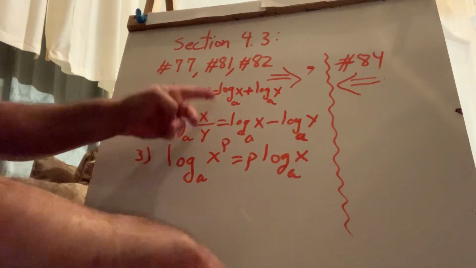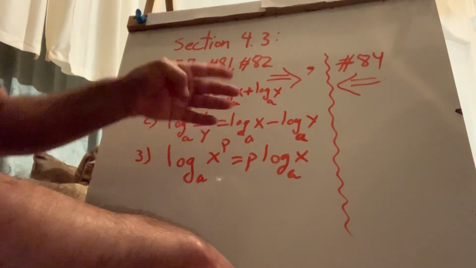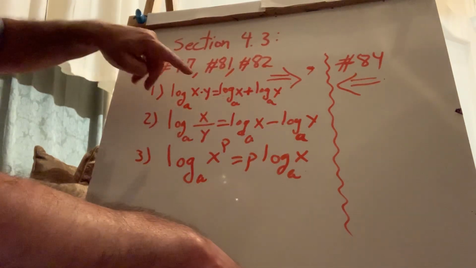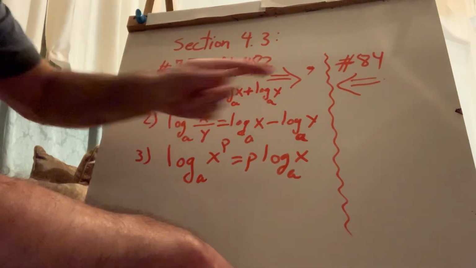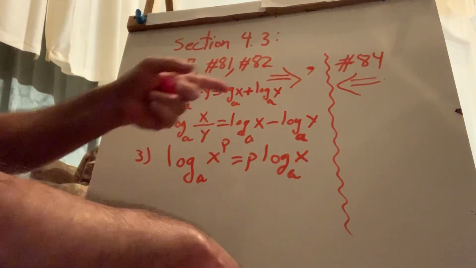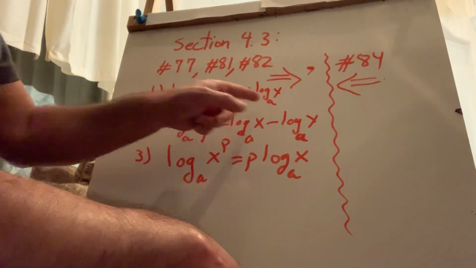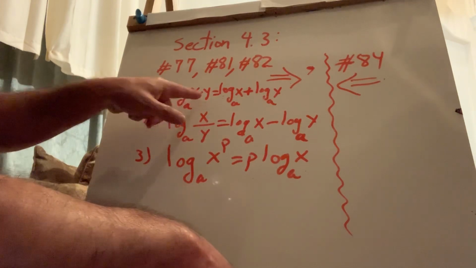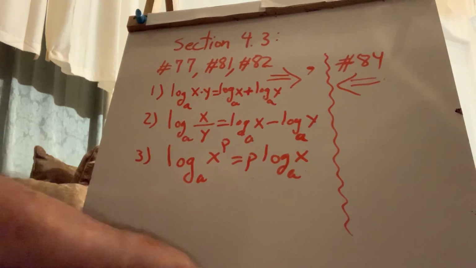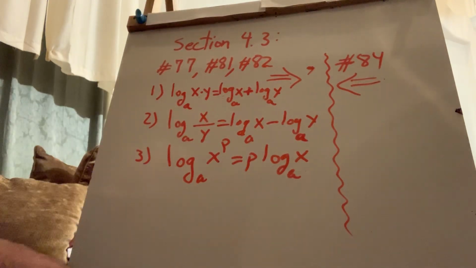You apply the same three properties, except for these three problems you apply them going from left to right, which means when you have one log, you write it as two logs. In 84, you apply the same property going from right to left. In other words, if you see a sum of two logs, you can change it to the log of their product, which condenses two logs into one log. So this is how you're going to proceed with these two different categories.